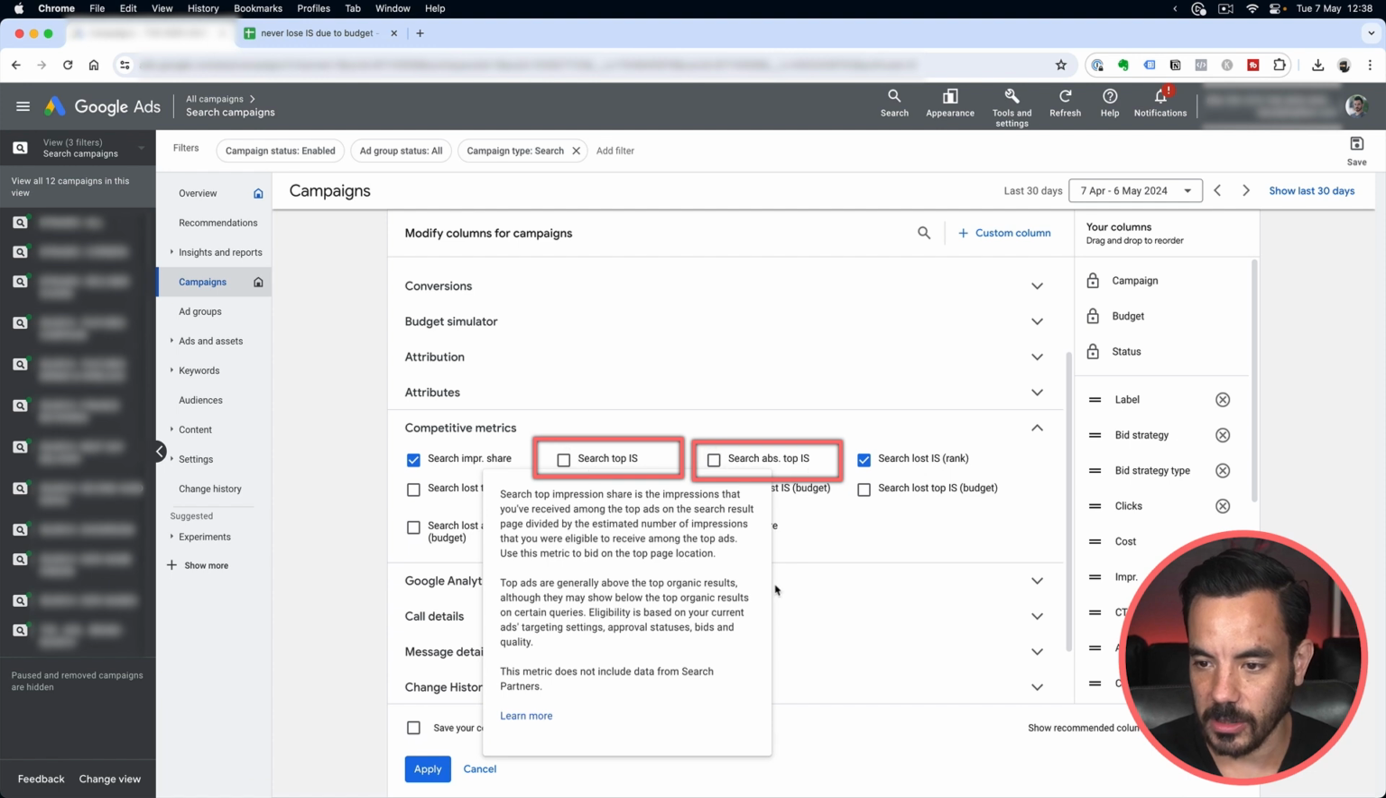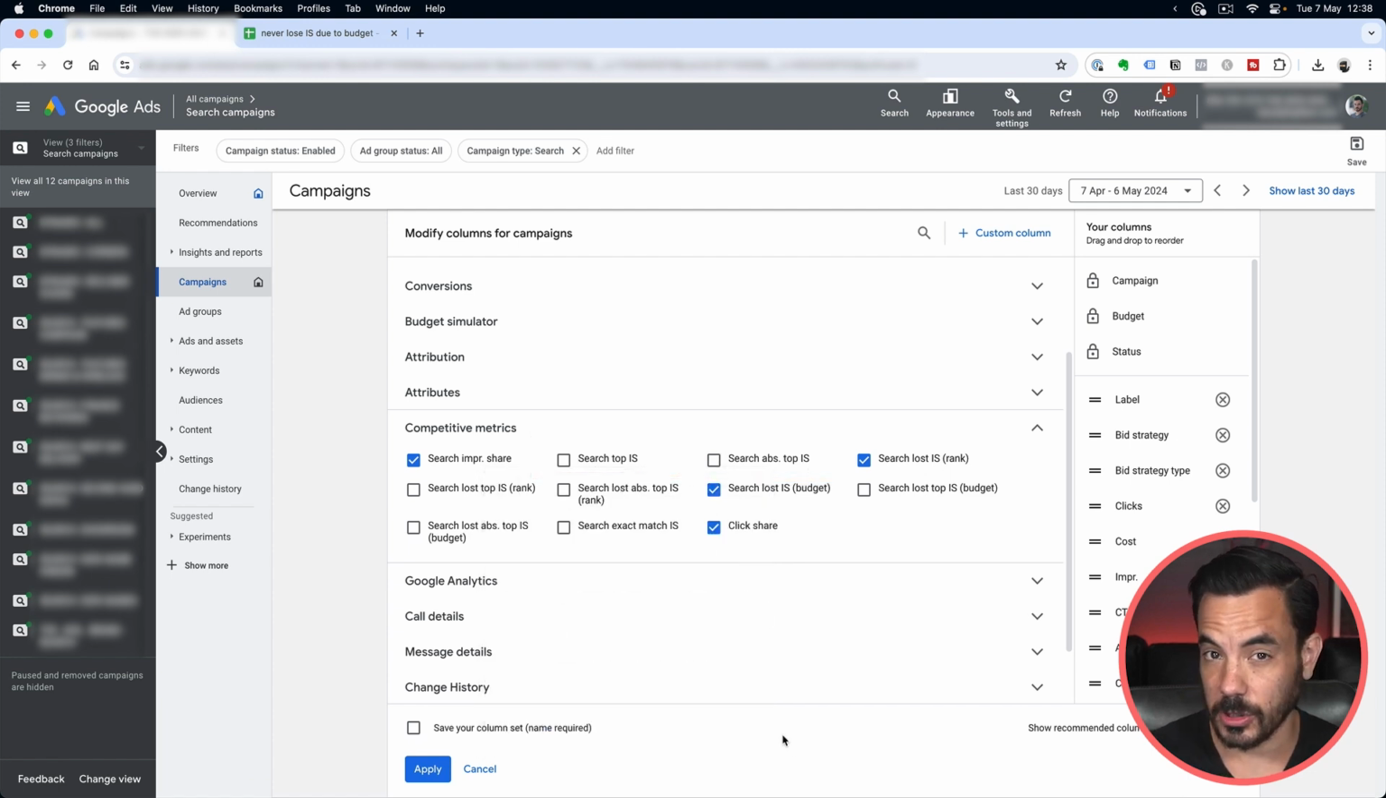Top impression share and absolute top impression share will tell you how often you're showing up at the top of the page. Now, I don't actually use top impression share. The reason being is you don't really need it. If you've got search impression share showing up as a column, you don't need top IS or absolute top IS, because those 2 metrics directly correlate to impression share. If your overall impression share goes higher, then without fail your top impression share goes higher, and vice versa. If your overall impression share goes lower, your top impression share goes lower.